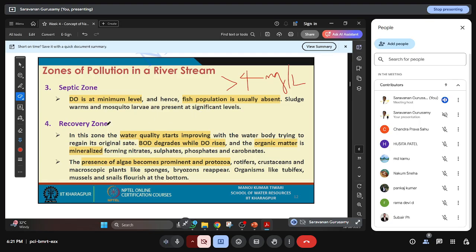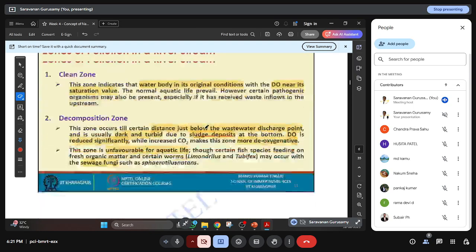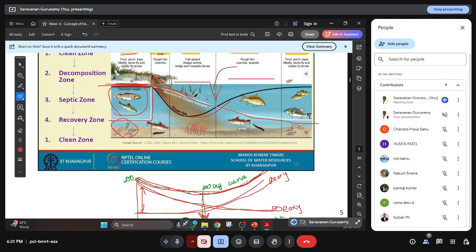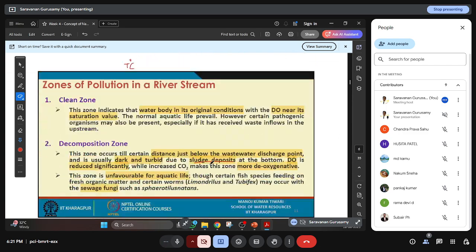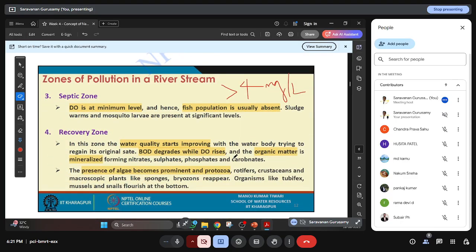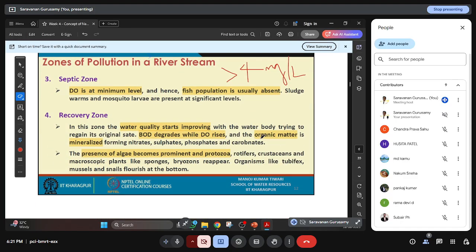Okay, then the recovery zone. Again, the DO will start increasing. So water quality starts improving. BOD is degrading while DO increases. BOD will always decrease. Initially it decreases due to the consumption of oxygen. Again it will consume and reduce, but the DO will be added from the atmosphere. So BOD will always be reducing, right? And the organic matter will start mineralizing. That means initially larger compounds will break down to simpler compounds and be converted to CO2 plus H2O. Any glucose or any organic matter will be converted into CO2 and H2O.